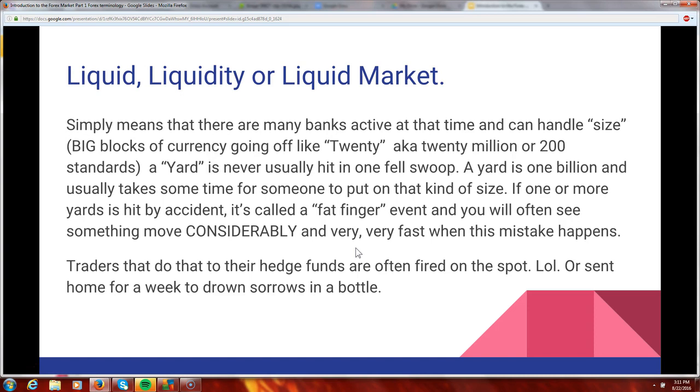A yard is never usually hit in one fell swoop. It can take hours for a bank trader to collect a yard, or 1.5 yards of currency. That's $1 billion or $1.5 billion if you're trying to do 1.5 yards. And that takes some serious time for somebody to put that kind of size on.